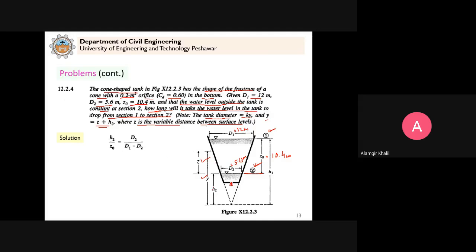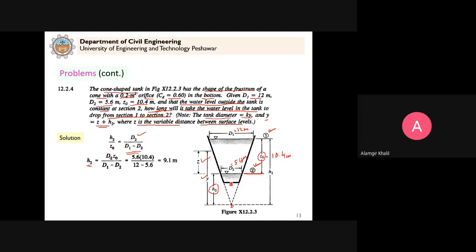From here you can see that h2 divided by z naught is equal to d2 divided by d1 minus d2. This ratio is constant, just like when we compare similar triangles. This is h2, this is z naught. So this is equal to d2; here the diameter is 0, so that's why we do not write d2 minus 0. And this is divided by d1 minus d2. When you simplify, I will show you another method for this also. This is one of the methods. Two methods can exist, and whichever is simpler for you, you can follow when you solve the problems.